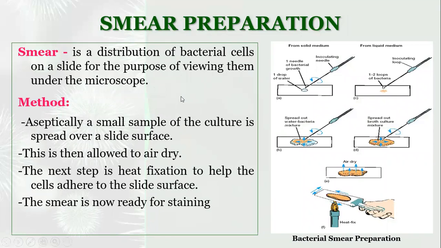Before the staining is done, the smear has to be prepared. What is a smear and how is the smear prepared? The smear is the distribution of bacterial cells on a slide for the purpose of viewing them under the microscope. That is, spreading of the bacterial cells. If you take a loopful of suspension, it contains multiple organisms. If you place a drop on a slide, you cannot differentiate the organisms, and as it contains a group of cells, you cannot visualize properly under the microscope. That is why a smear is prepared.